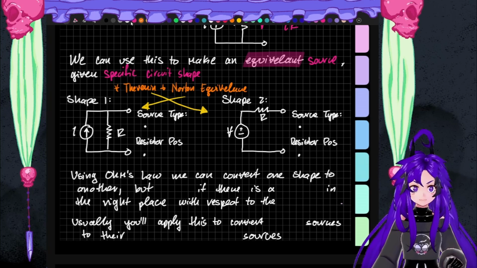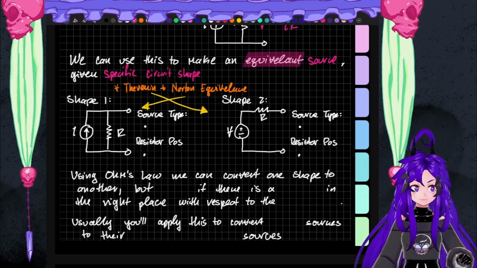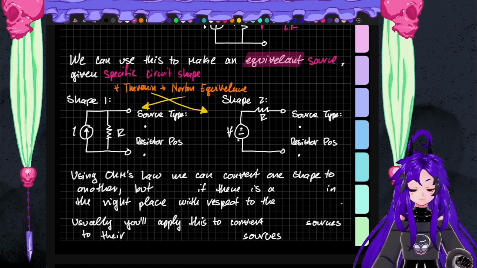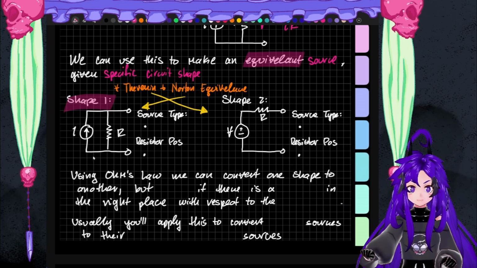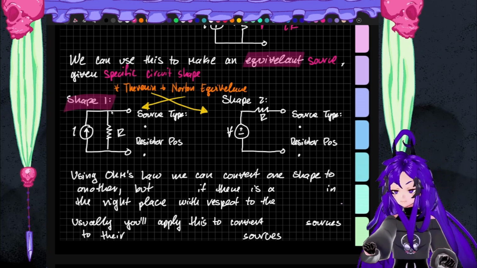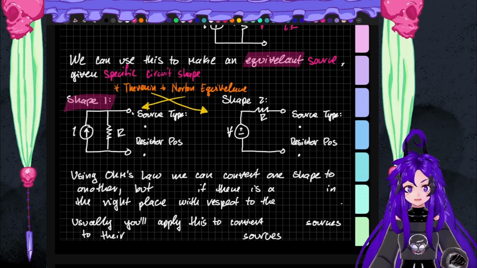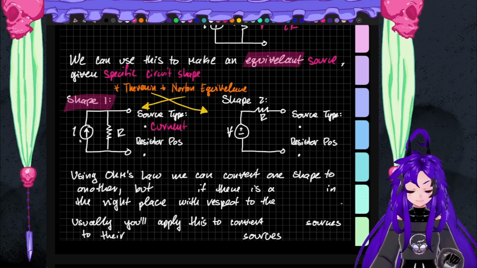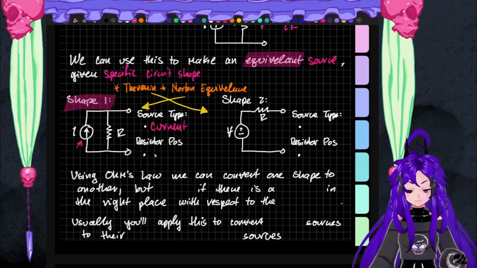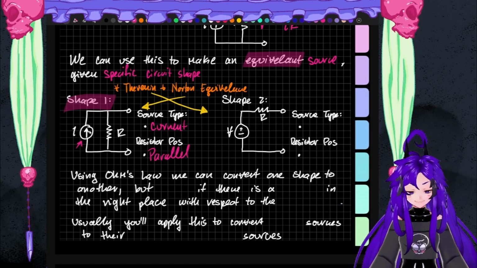You can now trust that they have to do with converting sources and finding equivalent and very simple circuit models for more complicated circuits. But right now we're just looking at source conversion. So shape one. We got a current source. A current source, that's the source type. And its resistor is in parallel. This is important, okay?